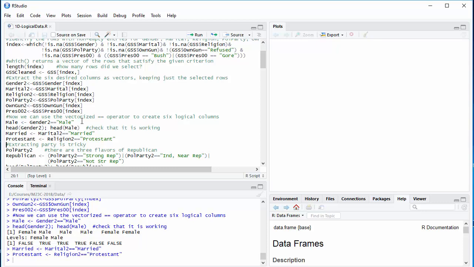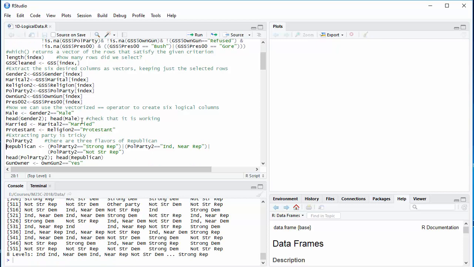The political party turned out to be substantially trickier to extract, as I discovered when I printed out the vector for political party, because it turns out there are 3 flavors of Republicans. There are "ind near rep," which presumably means independent but more nearly Republican. Then there's "not strong Republican" and "strong Republican."